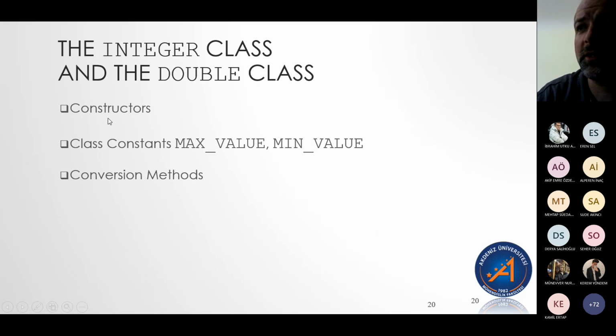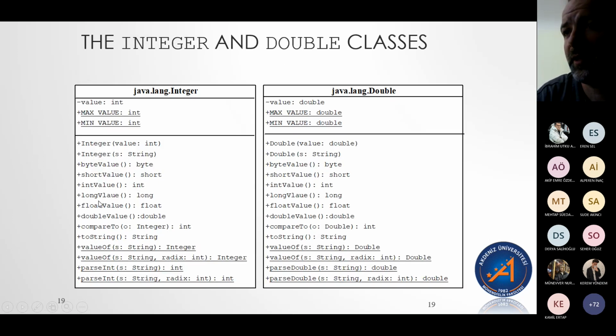So all of them have constructors, constants, and conversion methods for how to convert between two things. It's like getting the long value of the integer, the float value, the double value, all these things, so that we can convert it into something else for use in other operations.